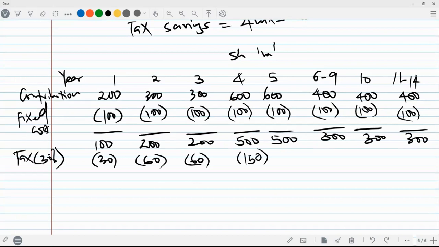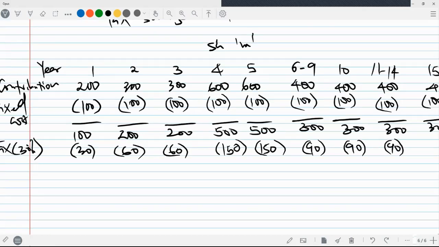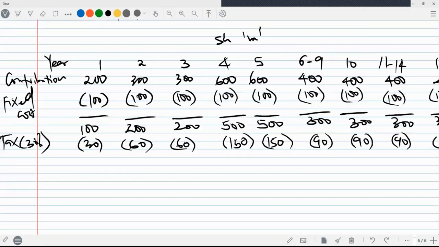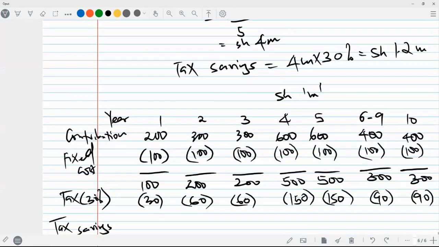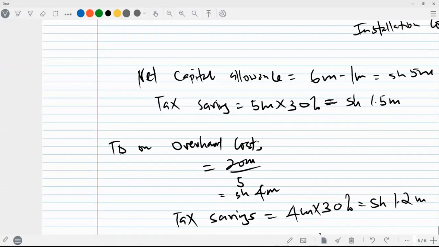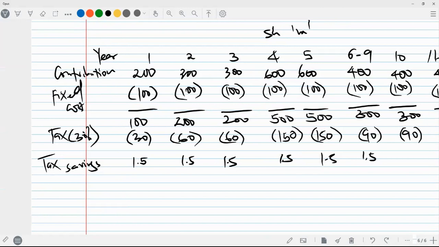150, 50, 90, 90, 90. However, you have tax savings. The tax saving from year 1 to year 10 is 1.5 million. We have it here: year 1 to 10 is 1.5 million. So I have to put a decimal here. 1.5, for 10 years.